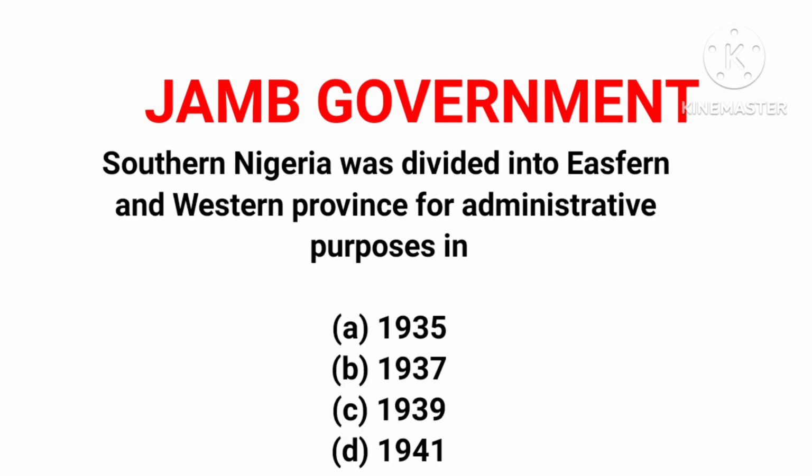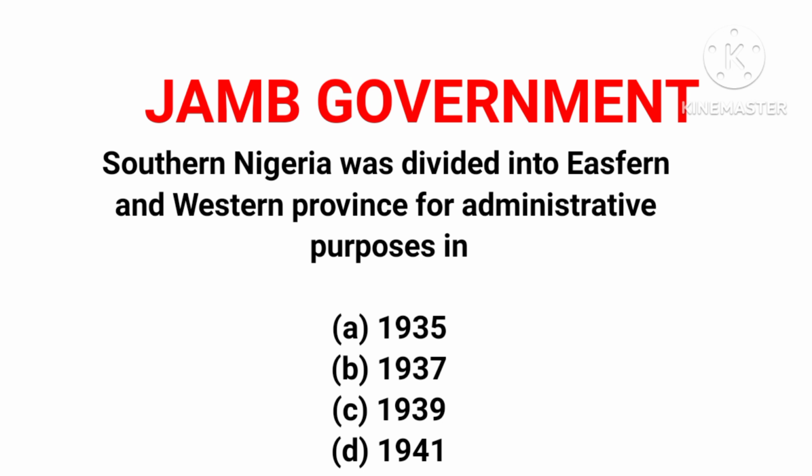Question 38. Southern Nigeria was divided into Eastern and Western province for administrative purposes in option A we have 1935, B 1937, C 1939, and D 1941. In 1939, the southern provinces were divided into the eastern and western regions. The southern provinces were divided into two, the eastern and western regions.